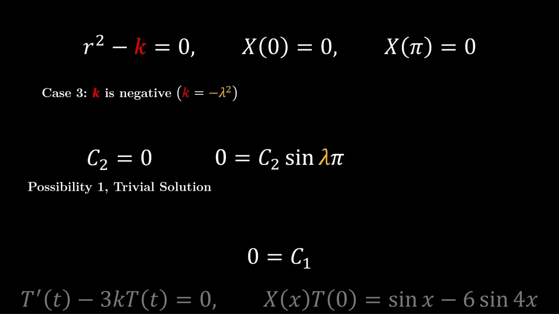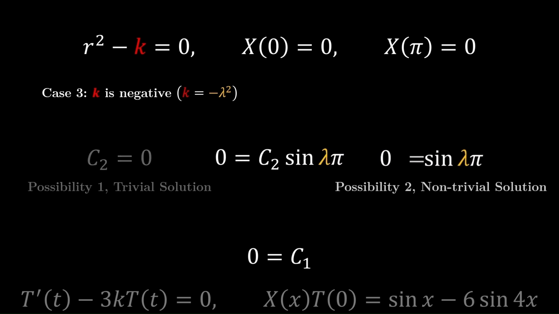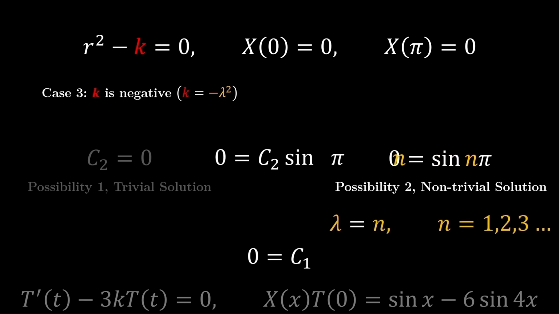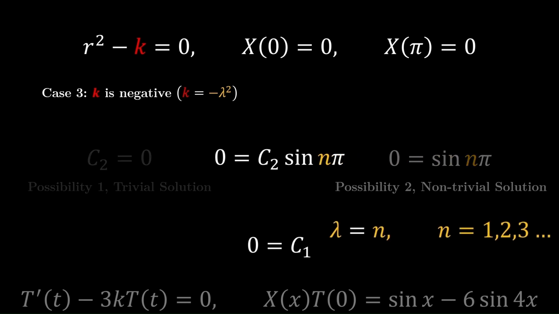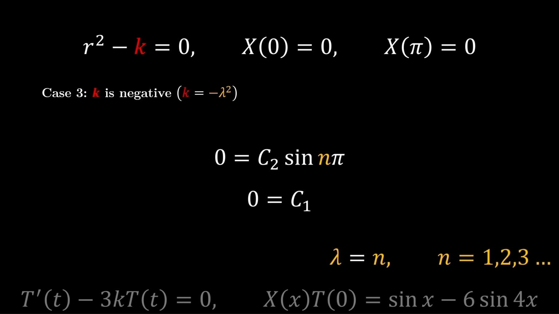The second possibility is that the sine of lambda pi factor is 0. This is desirable because it allows c2 to be non-zero. However, for sine of lambda pi to be 0, lambda can be any integer: pi, 2 pi, 3 pi, 4 pi, and so on, since the sine of all of these angles is 0. Therefore, we could just call lambda n, where n is any integer starting at 1.